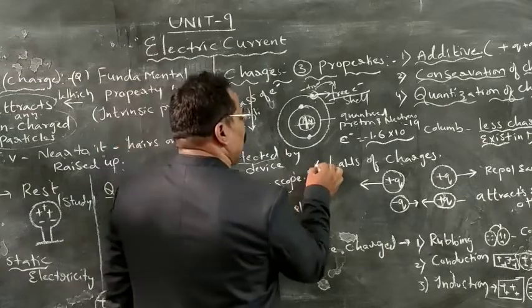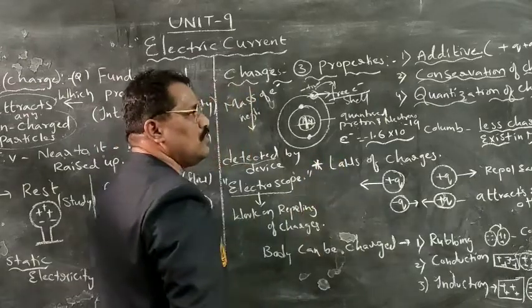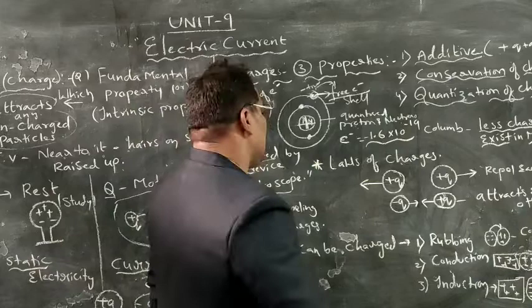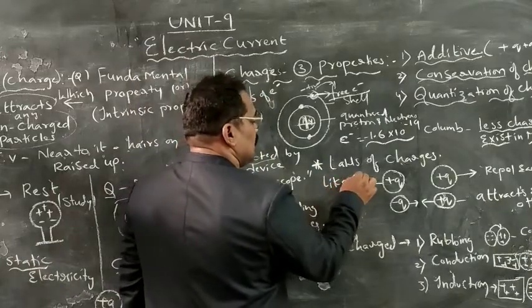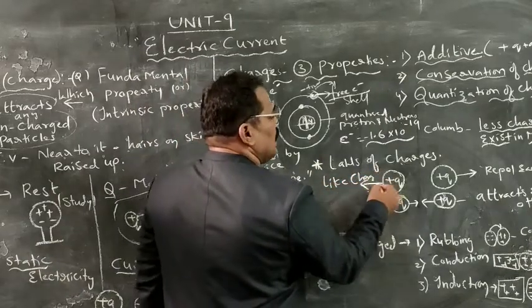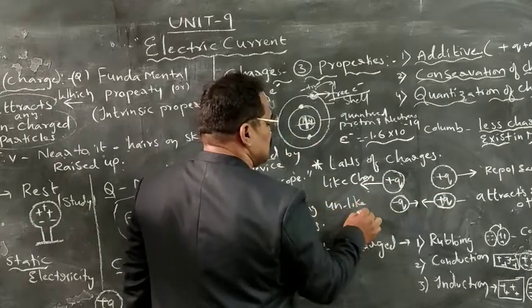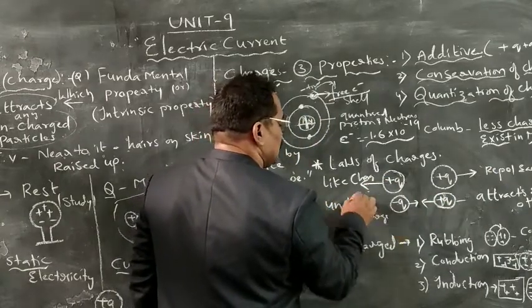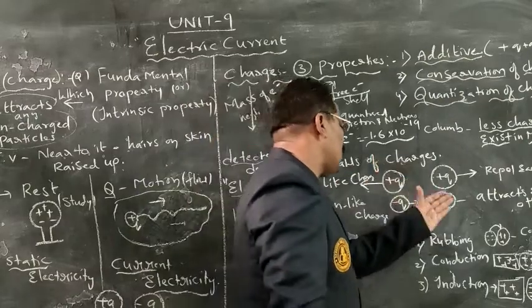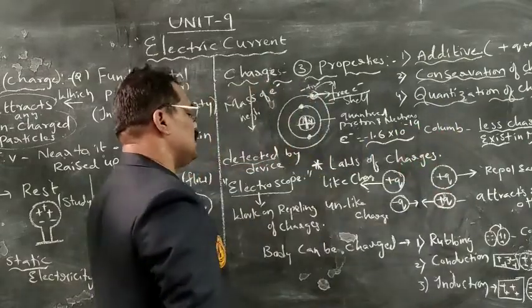These charges will follow two different laws. What are those two laws? We know clearly that like charges repel each other, whereas unlike charges attract each other. Based upon these two laws, they exist.